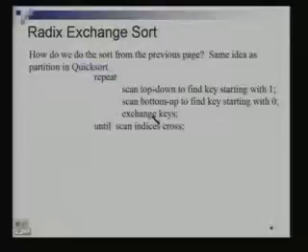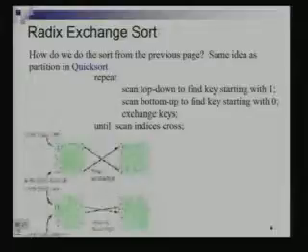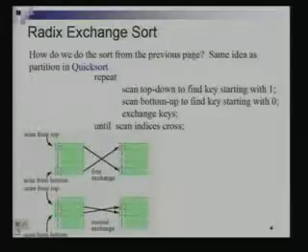We'll exchange these keys and keep doing this until the scan indices cross, so that we know that there are zeros above and ones below. And how much time did this take? At most the size of the array. So in this manner we can do the partition and then we can just call it recursively, and we'll get a time of order nb. So that's what we are doing here.